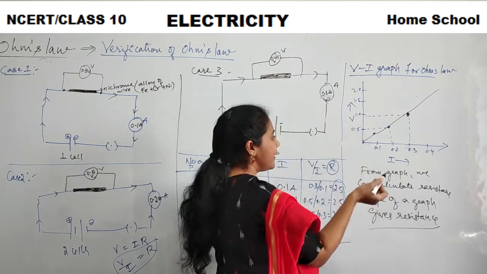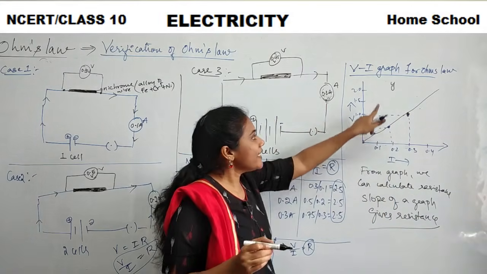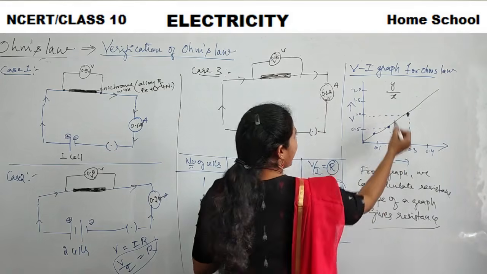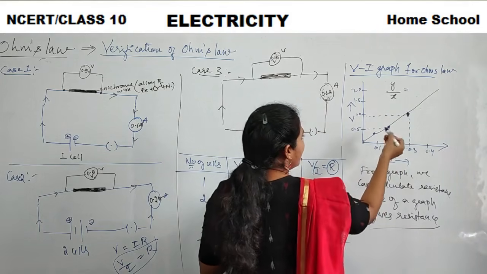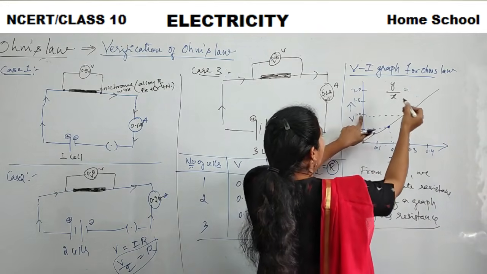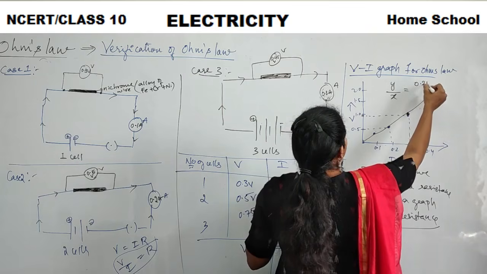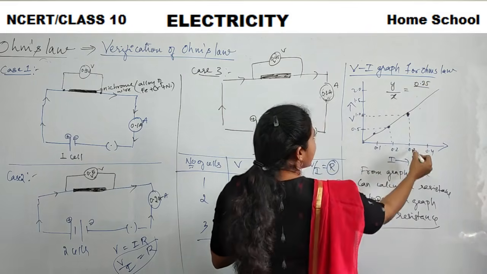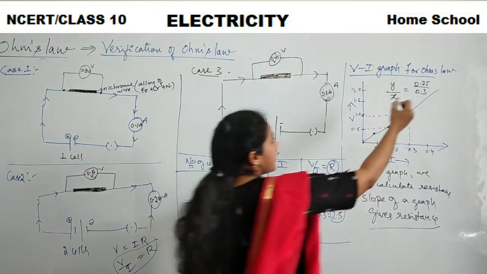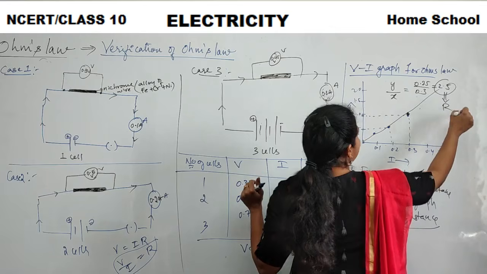How do I calculate resistance? How do you calculate the slope of a graph, guys? It is y by x, the y-axis by the x-axis. In the case of y, you can take any value. Let me take this value 0.75. Corresponding to that, what is the x value? 0.3, right? So how much do I get? 2.5, which is nothing but the value of resistance, right?